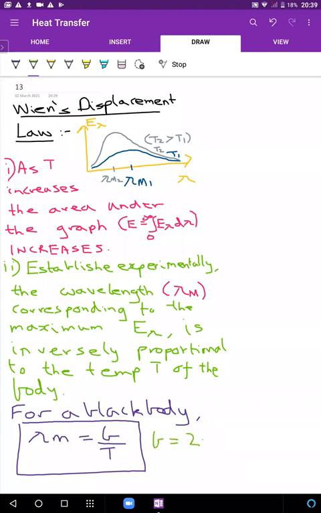The value of that constant is 2.82 into 10 to the power minus 2 meter Kelvin. Meter Kelvin. I'm going to put a hyphen so that you don't read it as milli Kelvin. That's the purpose of the hyphen. 2.82 into 10 to the power minus 2 meter Kelvin. This is called Wien's constant. 2.82.